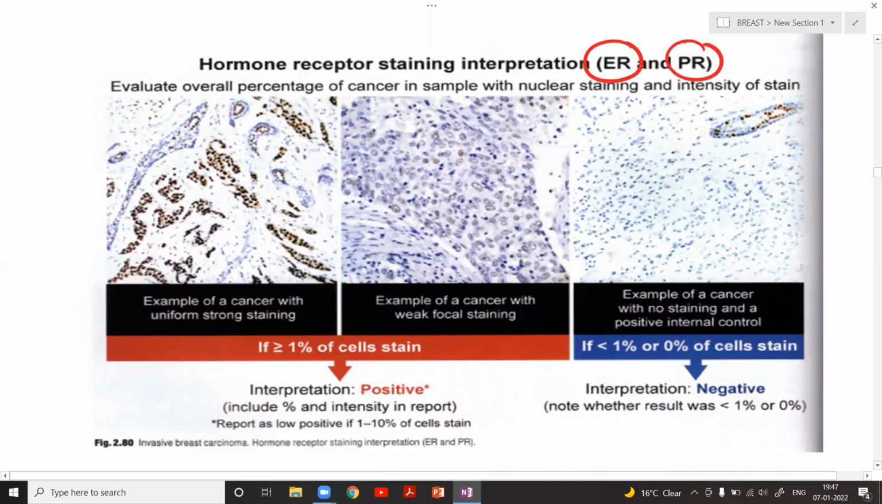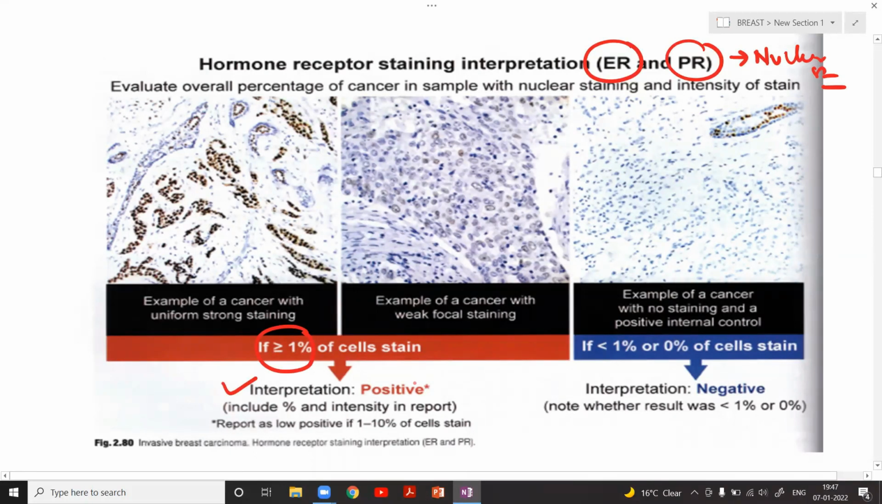So what can you appreciate over here? How is the kind of staining that we are looking at? So we want nuclear staining. So nuclear staining is taken as positive. Now remember, WHO, the latest criteria is that at least 1% of the cells should stain. More than equal to 1% cells, if they are staining, then the interpretation is given as positive.